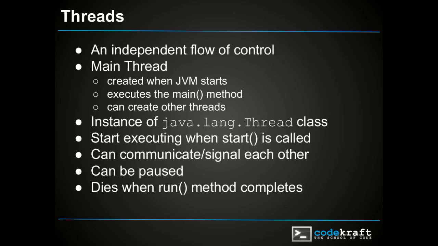Okay, threads can also communicate with each other. They can signal each other, because a lot of times in a large program there are multiple threads, and when one thread is done with its job, it might signal another thread to start its job. Okay, a thread can be paused, and we'll see how that's done. Typically when the run method of a thread completes, the thread dies. Okay, so we'll see an example of how you define the run method shortly.